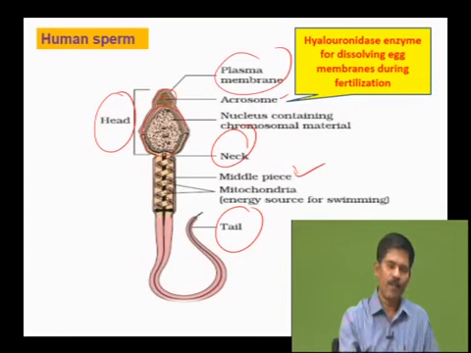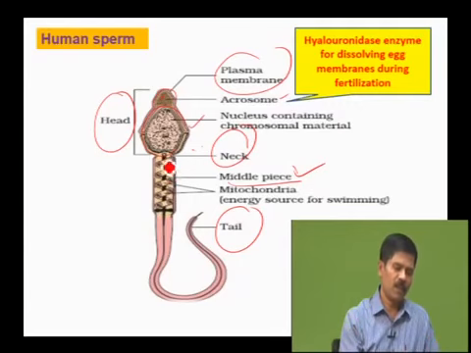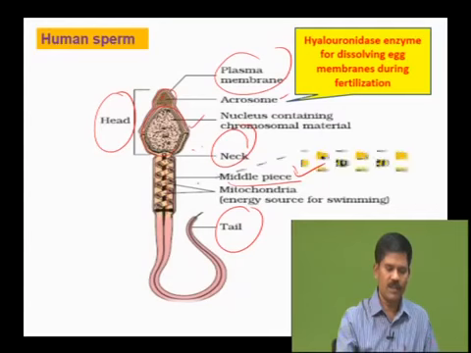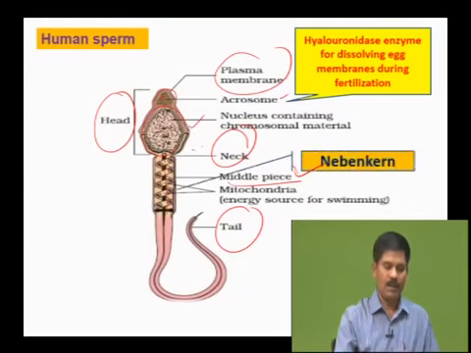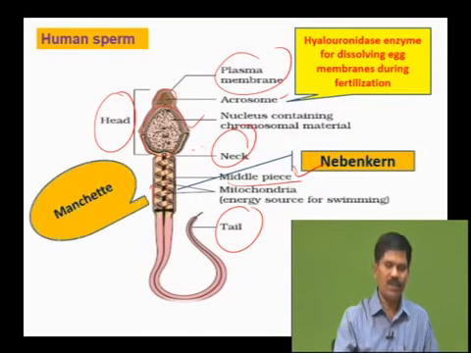Then the neck region. The function of neck region is to connect the head with the middle piece. Neck region consists of 2 centrioles, proximal centriole and distal centriole. The distal centriole attaches to axial filament. Then the middle piece is the middle part of the sperm. In the middle part, you can see axial filament is surrounded by spirally coiled mitochondria. These are known as nebenkern. The cytoplasmic sheath around the nebenkern is highly reduced. This is known as manchette.